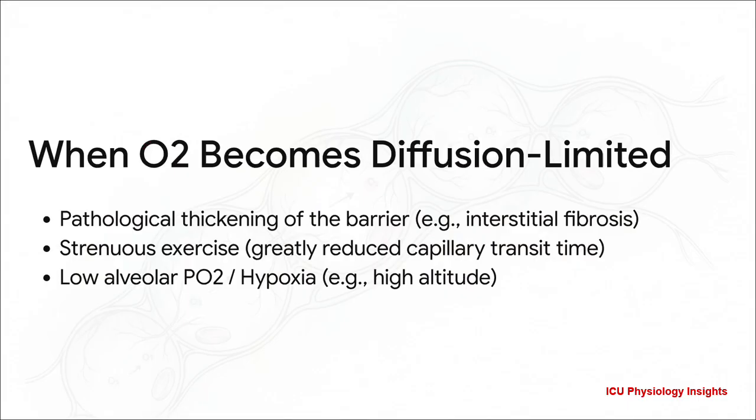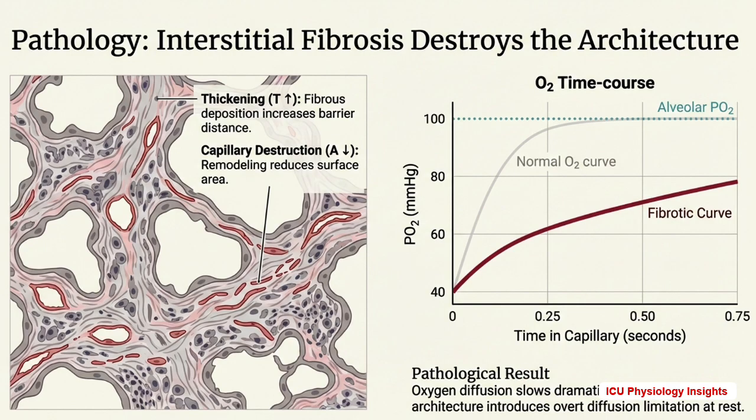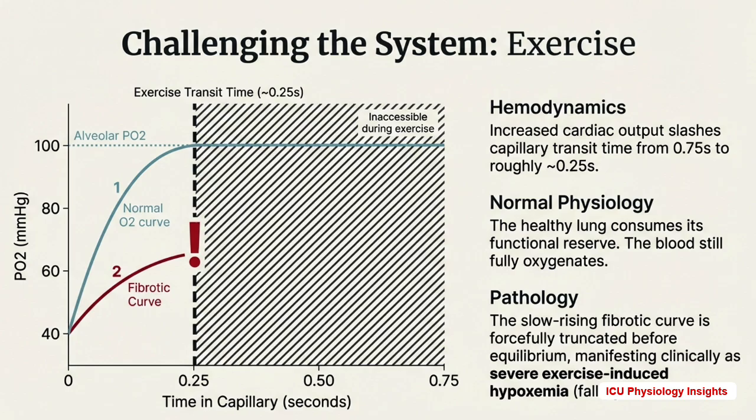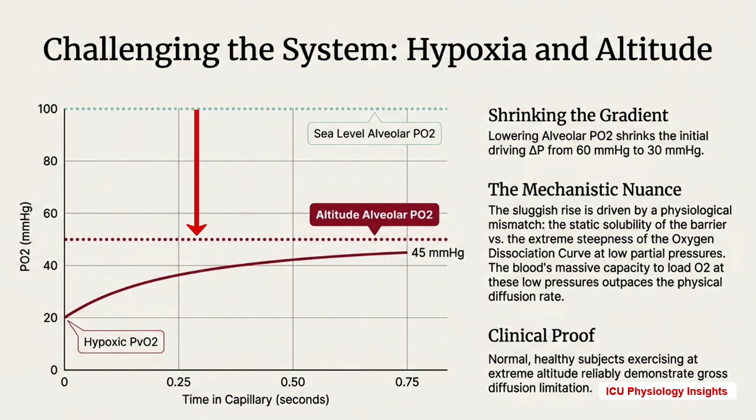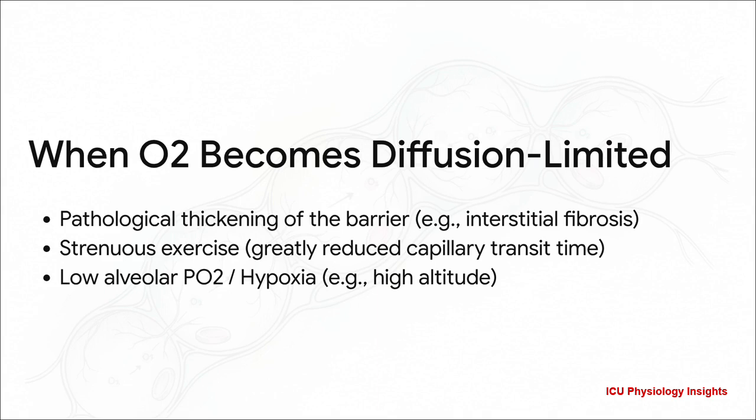So when does that reserve get used up? There are three main situations where oxygen transfer can flip to being diffusion limited. First, if the barrier gets thick, like in interstitial lung disease, you're directly increasing the T from Fick's law, slowing things down. Second, during really heavy exercise, your cardiac output goes way up, and that slashes the capillary transit time to maybe 1/4 of a second. There just isn't enough time to fully equilibrate. And third, at high altitude, your inspired PO2 is lower, which means the driving pressure gradient is much smaller. In any of these cases, the blood might leave the capillary before its PO2 reaches the alveolar level, and that is a direct cause of hypoxemia.